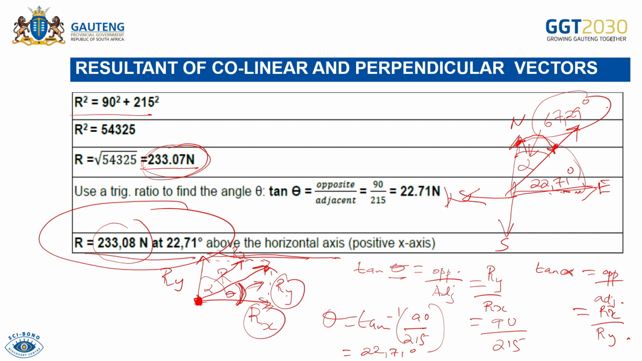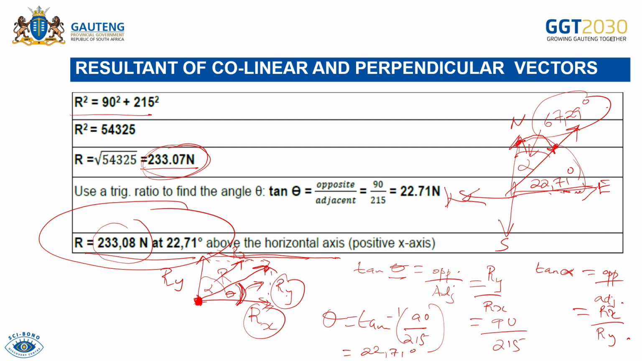So I think you saw how we do it, finding the resultant for perpendicular vectors. First, check if you are having collinear vectors, vectors that are acting along a straight line. Find their resultant.